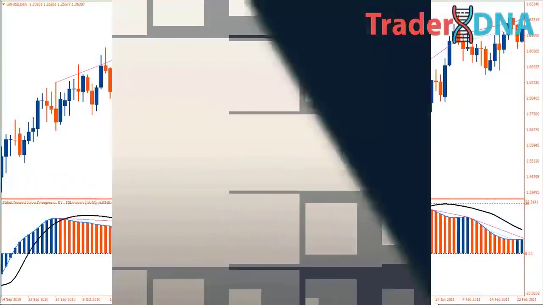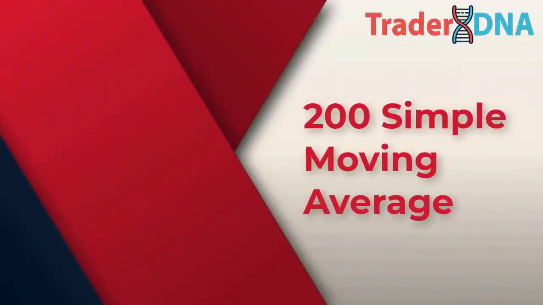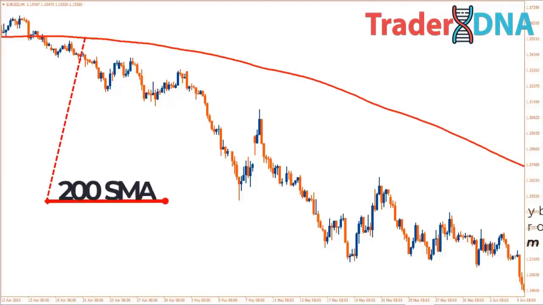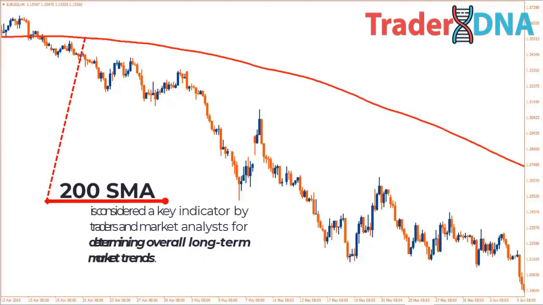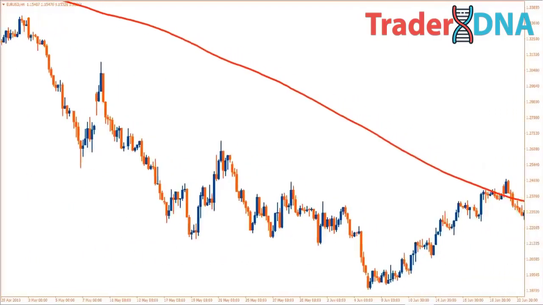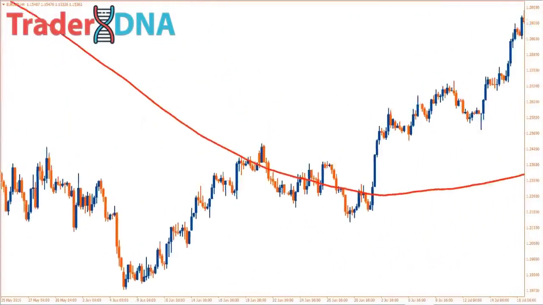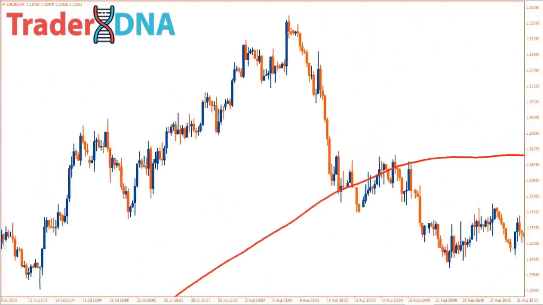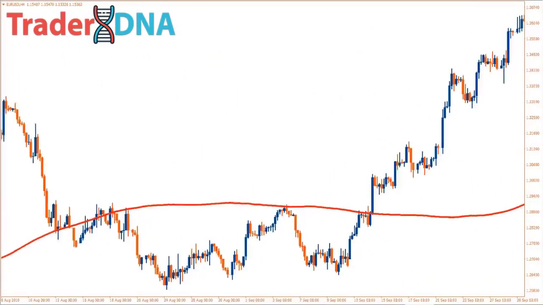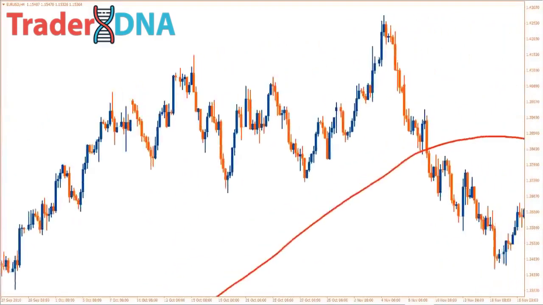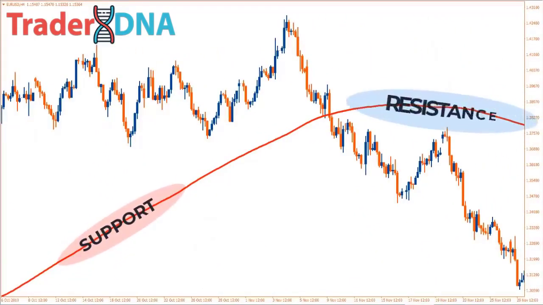200 Simple Moving Average. What is the 200-day Simple Moving Average? The 200-day Simple Moving Average, or SMA, is considered a key indicator by traders and market analysts for determining overall long-term market trends. The indicator appears as a line on a chart and meanders higher and lower along with the longer-term price moves in the stock, forex, commodity, or whatever instrument is being charted. The 200-day SMA seems, at times, to serve as an uncanny support level when price is above the moving average, or a resistance level when price is below it.